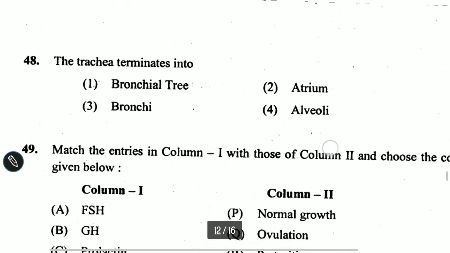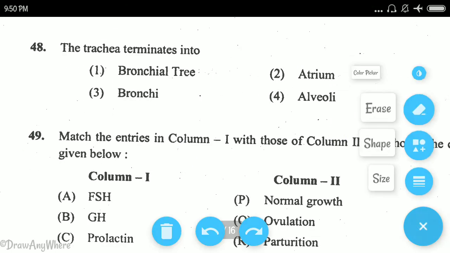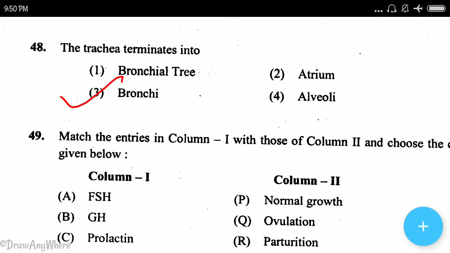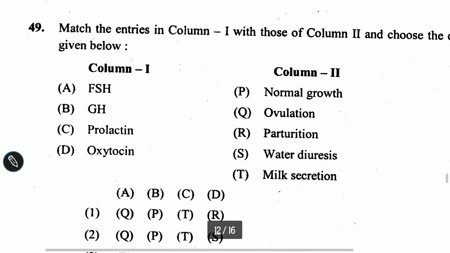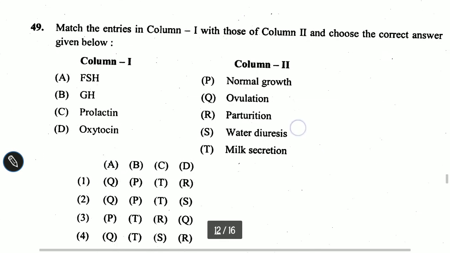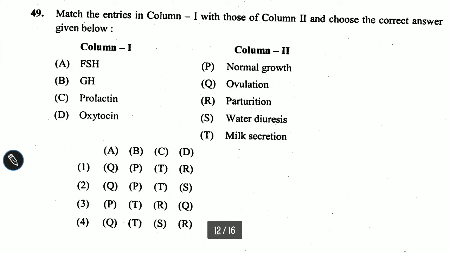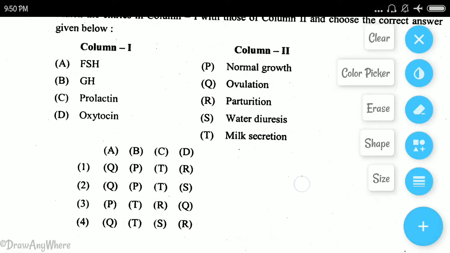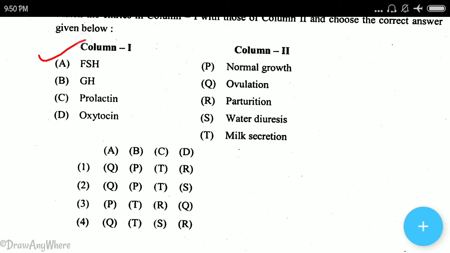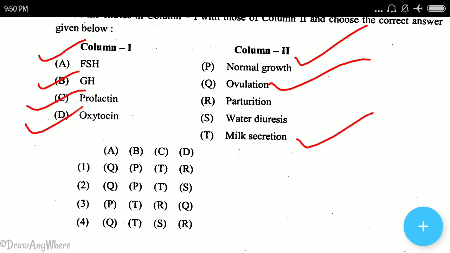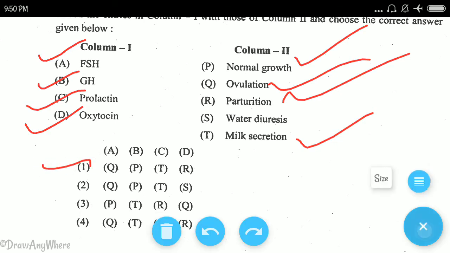The trachea terminates into, a very easy question. After the trachea what comes? It comes bronchi. Now coming to the next question. Match the entries in column 1 and column 2. FSH goes with ovulation, growth hormone with normal growth, prolactin with milk secretion, and oxytocin with parturition. So the answer will be the first one. Now coming to the next question.